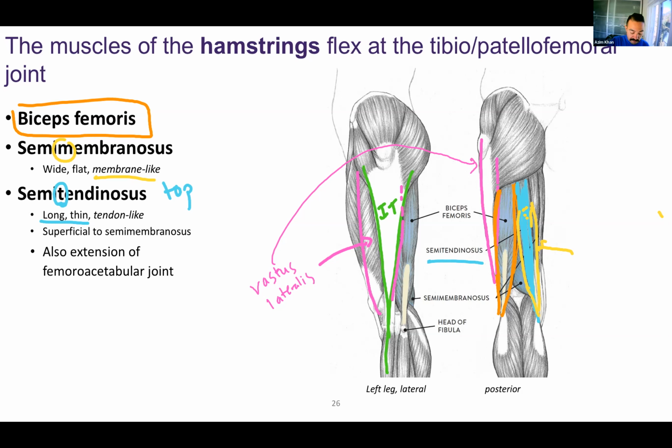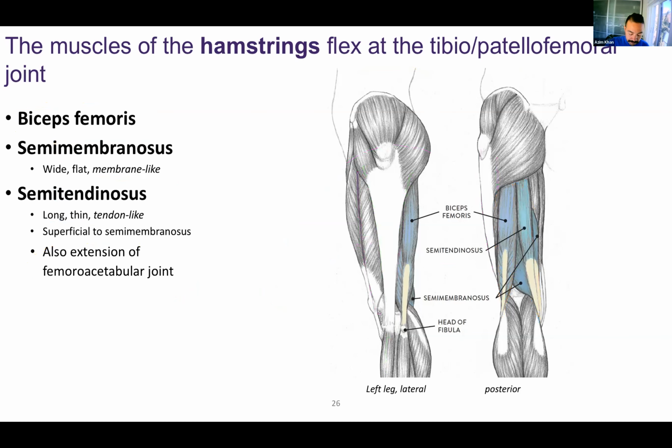They all are for flexion of the tibiopatellofemoral joint, so they're antagonists of the quadriceps. Hamstrings are for flexion, for bending your knee. They're also for extension of the femoroacetabular joint. So again, they're opposite antagonists of the quadriceps group. Let me show you what I mean.